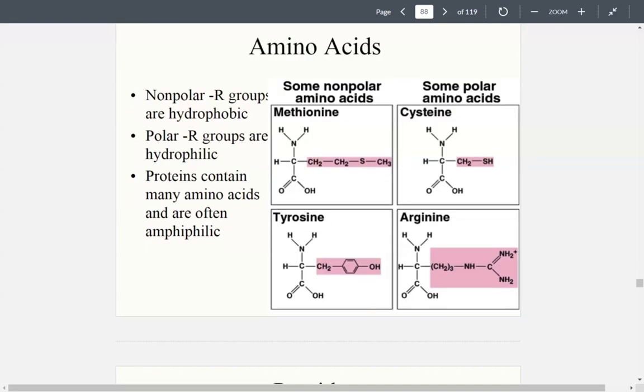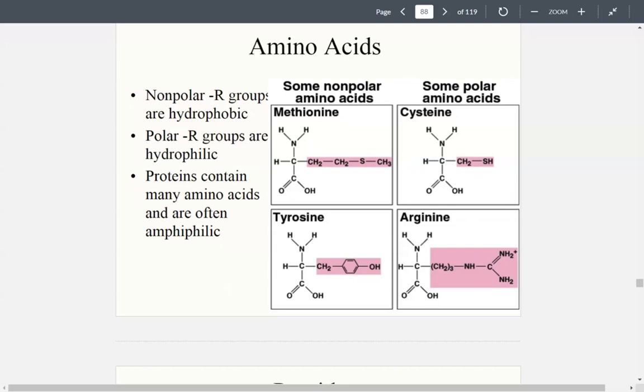What's up with these R groups? So these R groups are classified in different categories based on the type of R group. Are they polar? Are they non-polar? Do they have a ring? Do they have a sulfur? Do they have a phosphate? All sorts of different things. So if they're non-polar, they're going to be hydrophobic, water-hating. There's some examples here, tyrosine, methionine. If they have a polar R group, they're going to be hydrophilic or water-loving. And that would be things like cysteine and arginine.